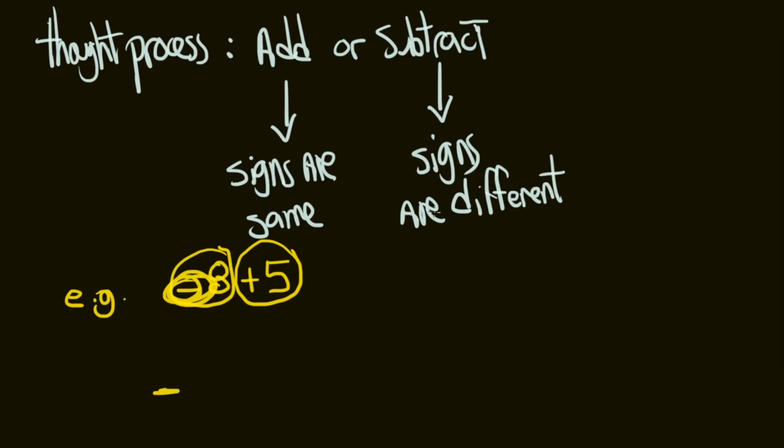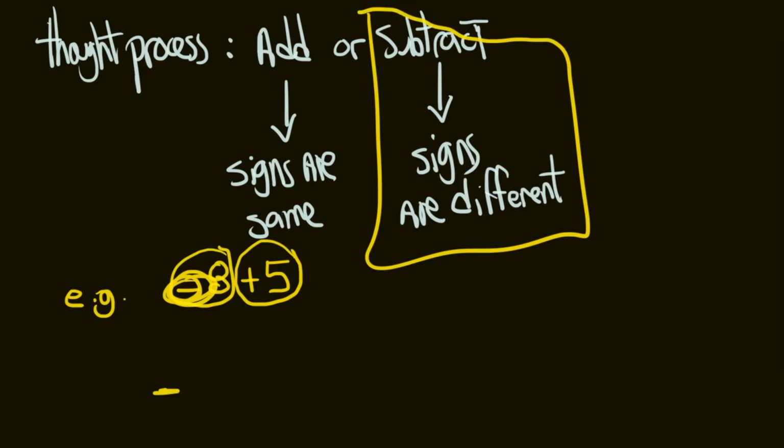I already know that. And my teacher just said, if the signs are different, I have to subtract. So let's subtract. When you subtract, you take the smaller number away from the bigger number. Notice how I'm ignoring the signs completely right now. I'm just subtracting the actual numbers. 8 minus 5 is 3. So guess what my answer is? -3.